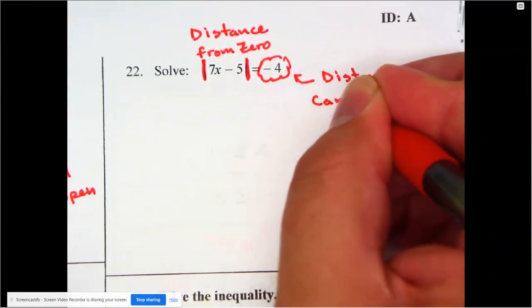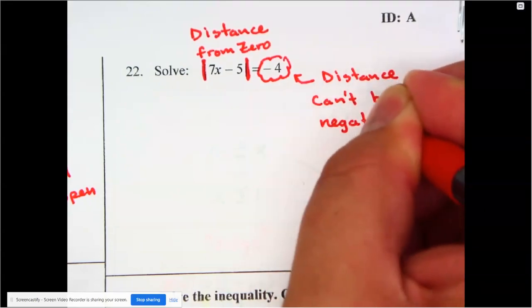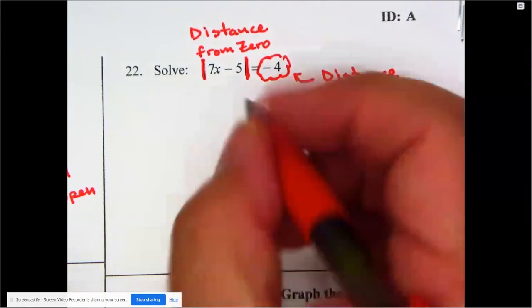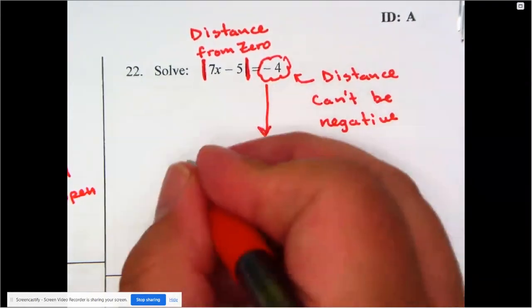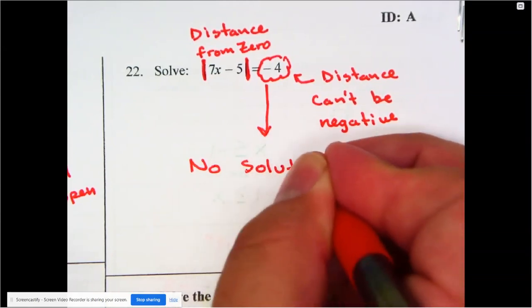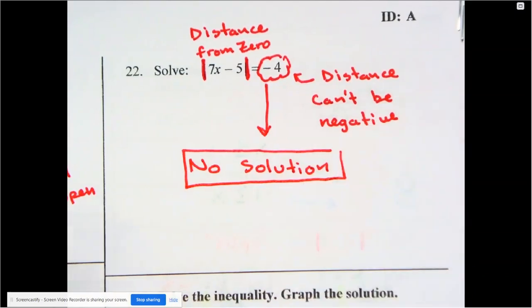And if distance can't be negative, then I don't split this. As soon as that negative shows up, since distance can't be negative, there's my answer. No solution. We don't waste our time doing work for something that has no answer. That's why we have to learn how to spot them.